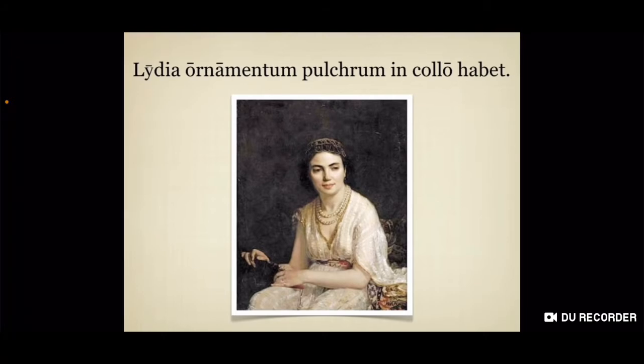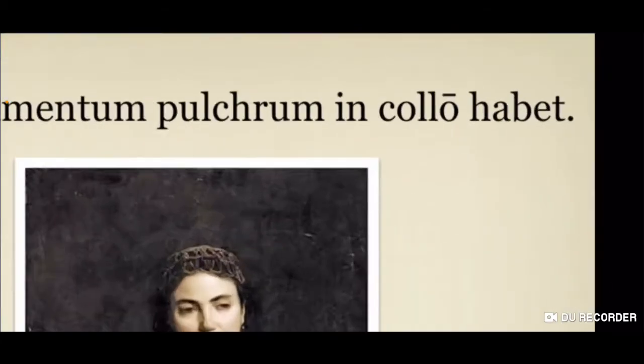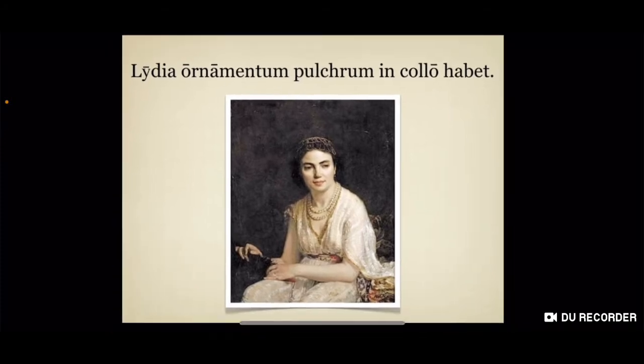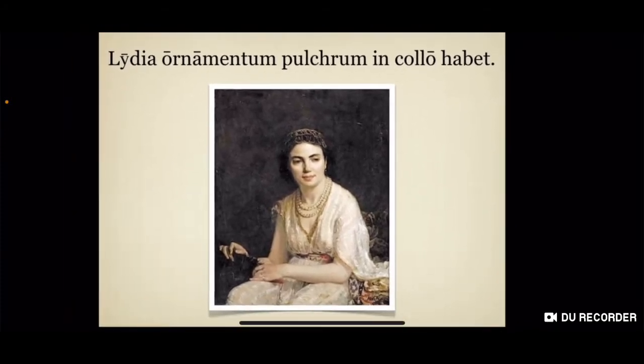Lydia ornamentum pulchrum in collo habet. Lydia has jewelry, pretty jewelry on her neck. Remember, in and on is the same word, just based off the context. We know in could be on her neck, right?